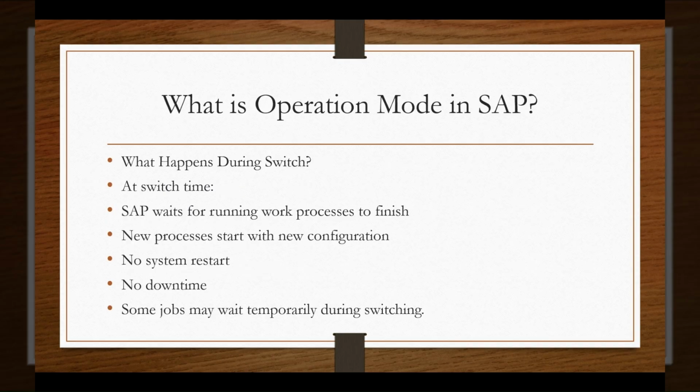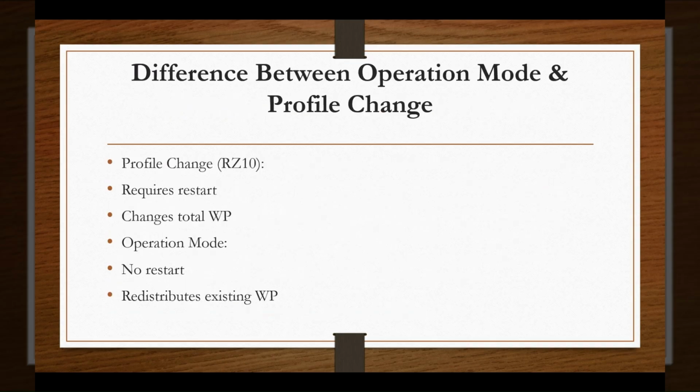Okay, now after the profile parameters are updated, a restart is required. Operation mode means no restart is required. You can do this task manually also, but you cannot just log in daily at the same time and change the number of work processes.